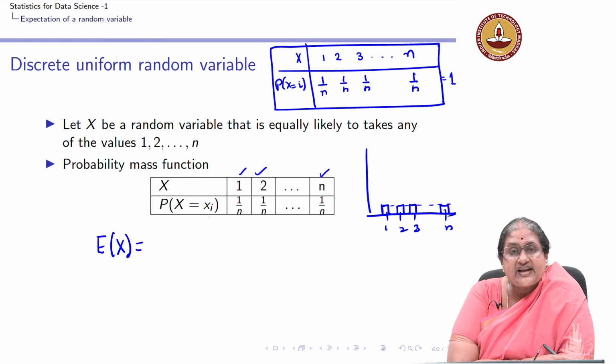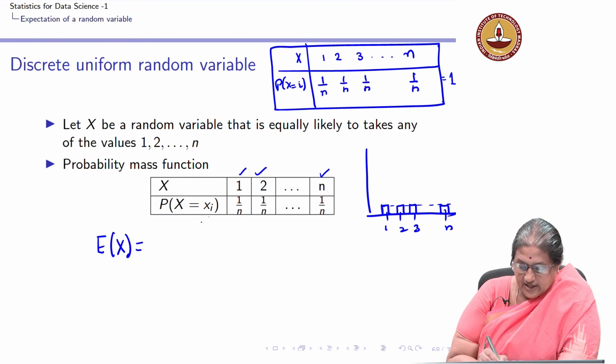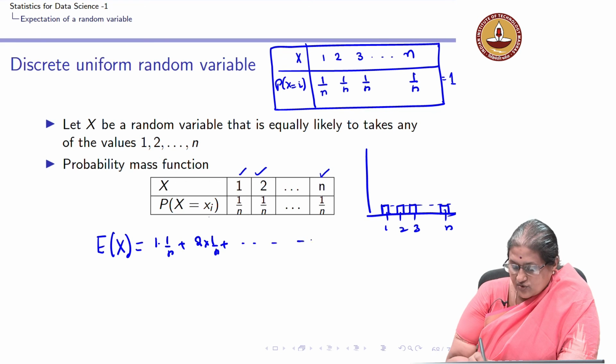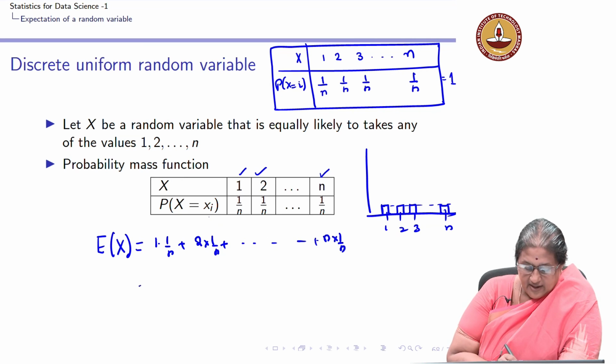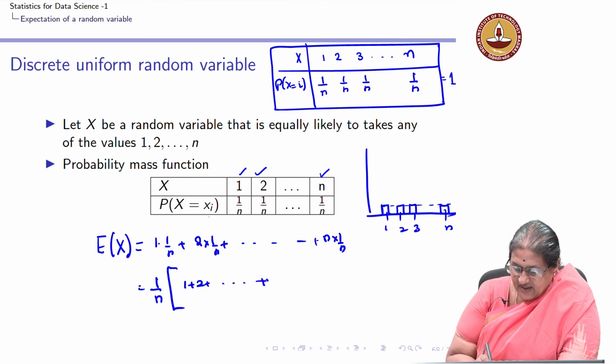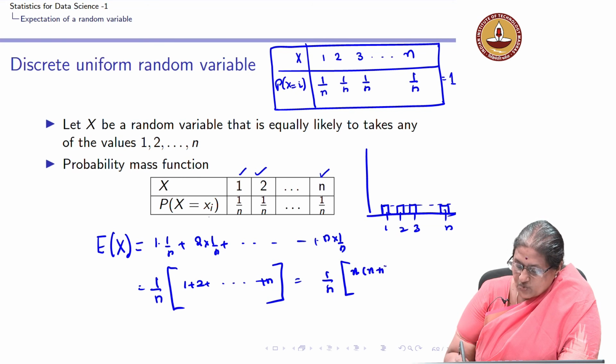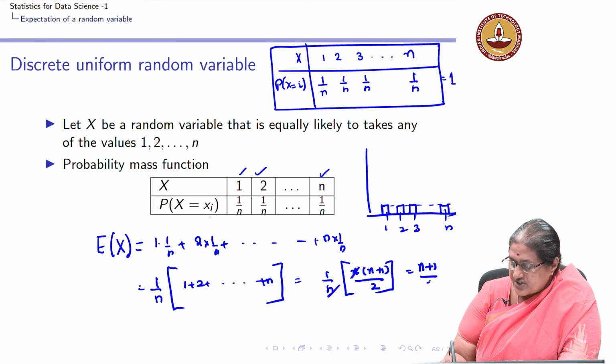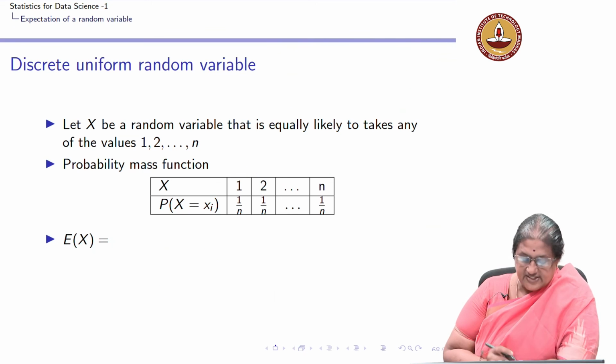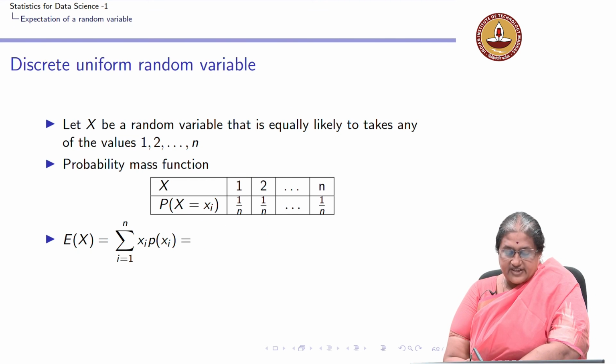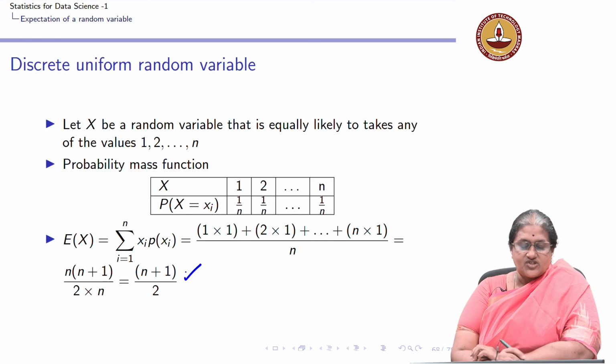What is the expectation of this random variable? Again it would be 1 into 1 by n plus 2 into 1 by n plus so forth up to n into 1 by n. I can take 1 by n as common, giving 1 plus 2 plus up to n. The sum of n numbers is n into n plus 1 by 2. I cancel these two out and I get n plus 1 by 2. Hence, you can see that the expectation of x is nothing but n plus 1 by 2.